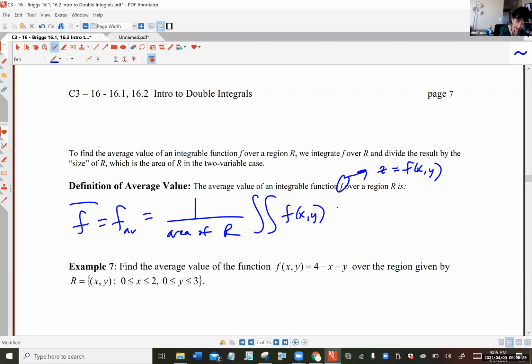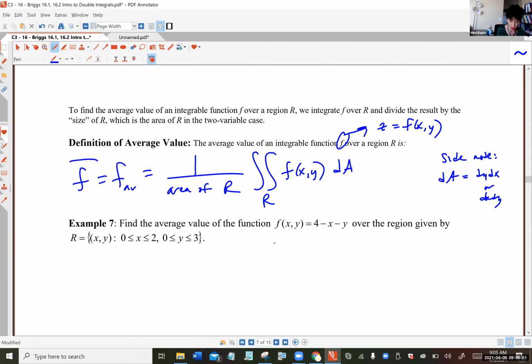Instead of dy dx here, I'm going to put dA, where, just a side note, dA stands for either dy dx or dx dy. It's the area down there in the xy plane. And then instead of iterating this integral, I'll put a big R underneath the two integral symbols. That means you're integrating over the region.